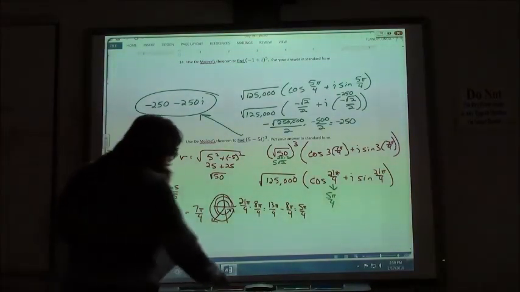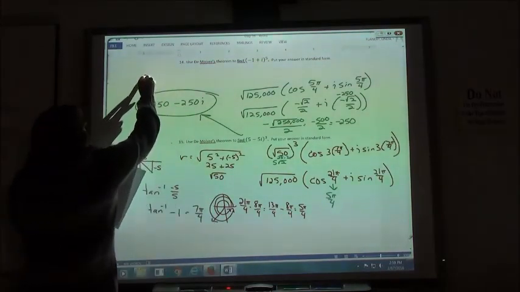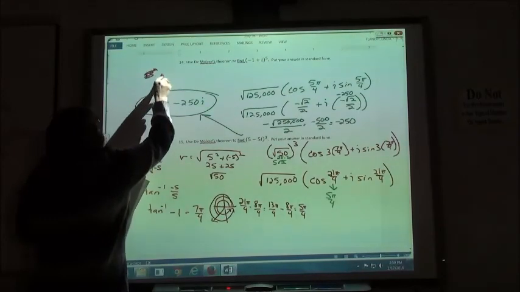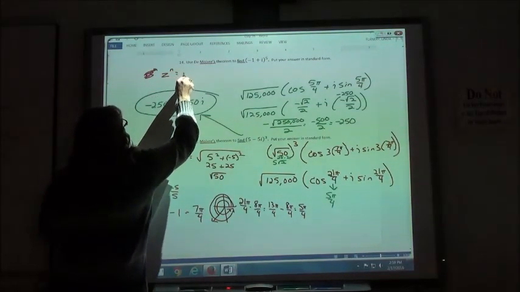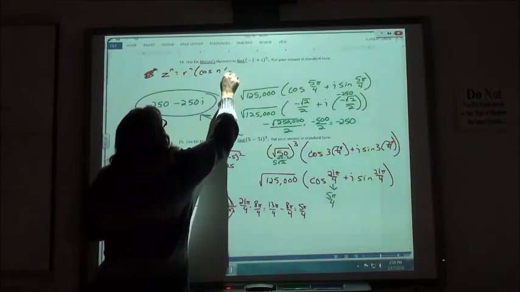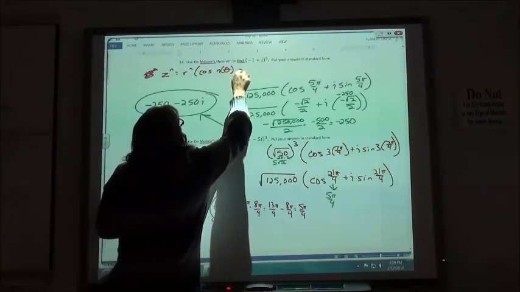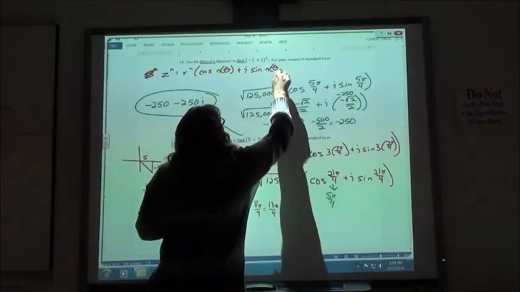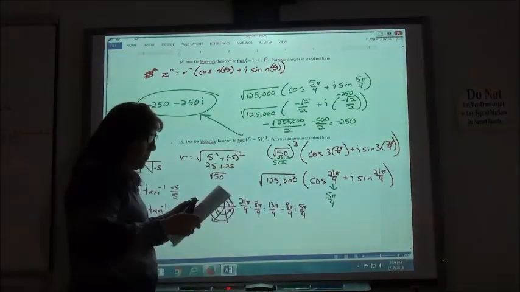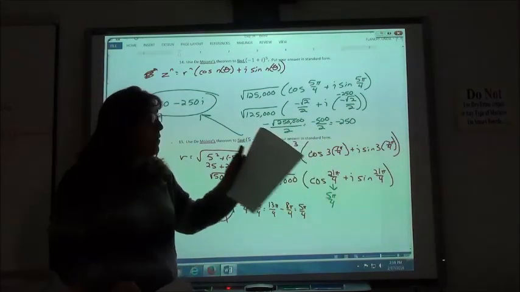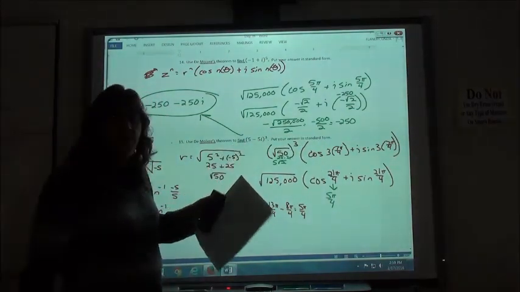So again, our theorem said that if we have r to the nth, or our z to the nth power, we are going to take r to the nth power times the cosine of n times our angle plus I times sine of n times our angle. And again, it's probably just as easy to use your sheet with your table of values in order to figure those things out.